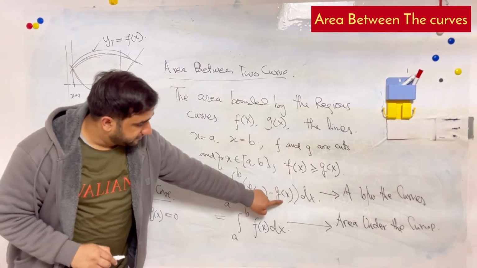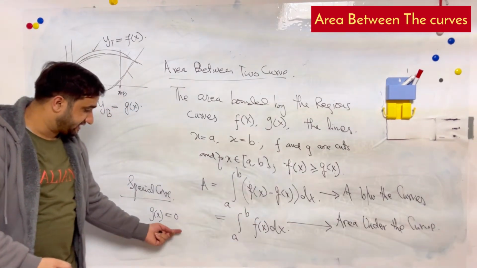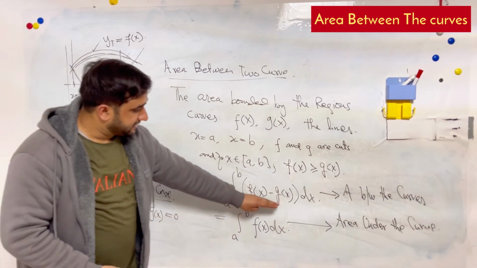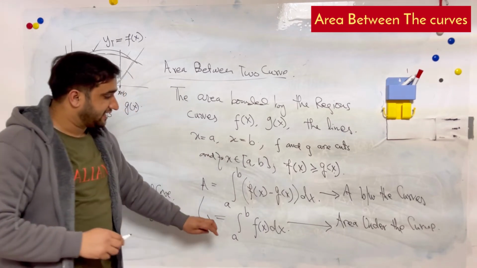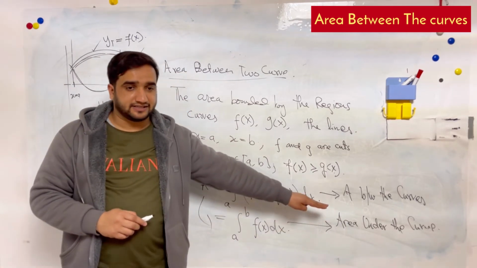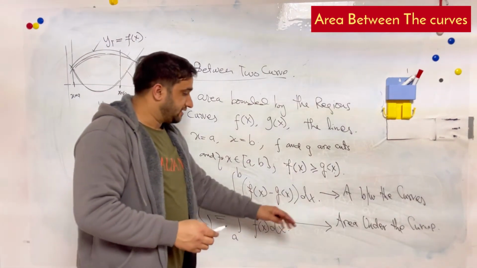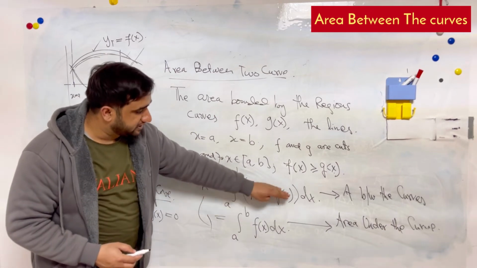Now, if there is no lower function, or if the value of the lower function is always 0, giving you a 0, then it means you can skip this and it reflects back to the actual formula, which is the area under the curve. So this is just a special case. If you want to go back from here to the area under the curve, simply put g of x equals 0.